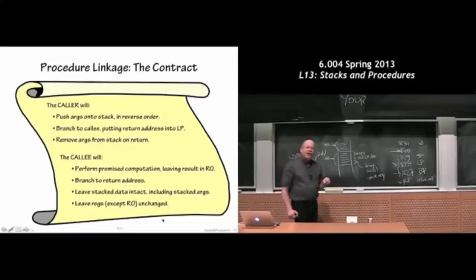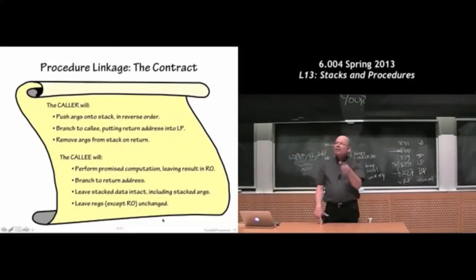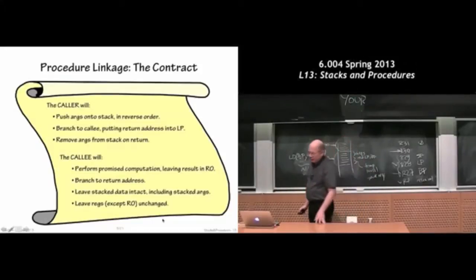So we have this convention that whoever puts something on the stack is responsible for taking it off, because they know exactly how many things they put on the stack. So they'll take exactly that many things off. So the caller puts things on the stack, calls, leaving the return address in R28. And then when the procedure call returns, the first thing it does is to take all the arguments off the stack. And now everything is back where it was, except I now have the answer from the procedure in R0.